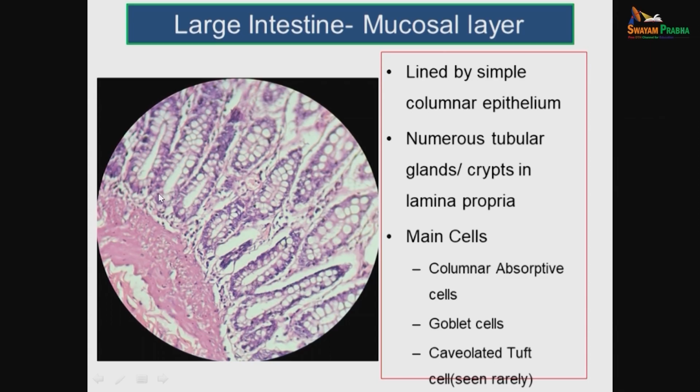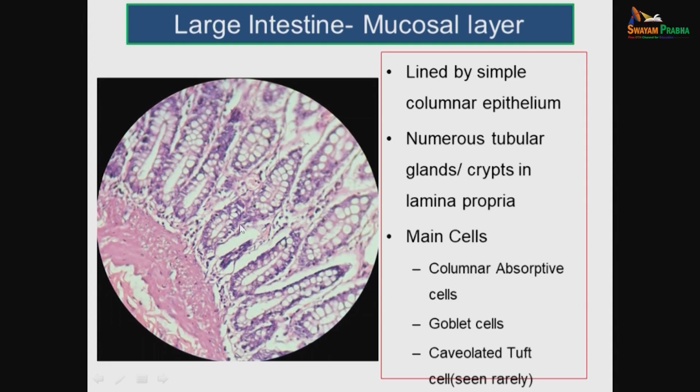In between the columnar epithelium, in the lamina propria, we see the crypts. We see these crypts, which are the tubular glands that are present in the lamina propria. They form the crypts and they are called the crypts of Lieberkühn. The cells present in the simple columnar epithelium, though we call it columnar epithelium, are of 2 types. One is the main columnar cells, because the function of the large intestine is absorption of water, they are called columnar absorptive cells.